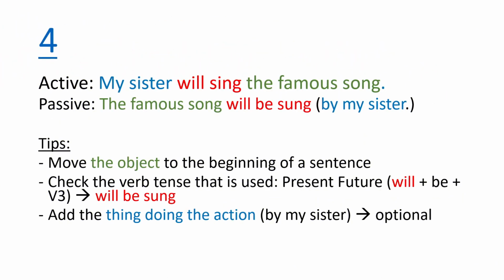Okay. Good. So this is the explanation. My sister will sing the famous song. You change the object into the beginning of the sentence. Yeah, the famous song will be sung by my sister. So the tips is you need to move the object to the beginning of the sentence, and then after that you check the verb tense that is used. So in this case it is simple future. So it will be changed into will plus be plus verb 3, will be sung. And then after that you add the thing doing the action, which is by my sister, and this is optional.